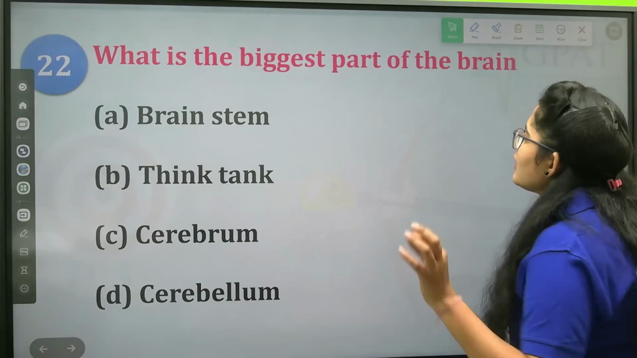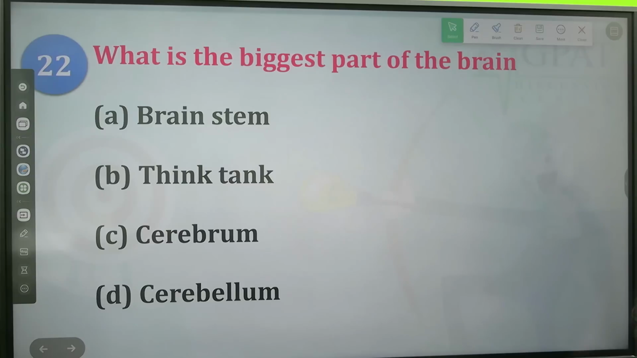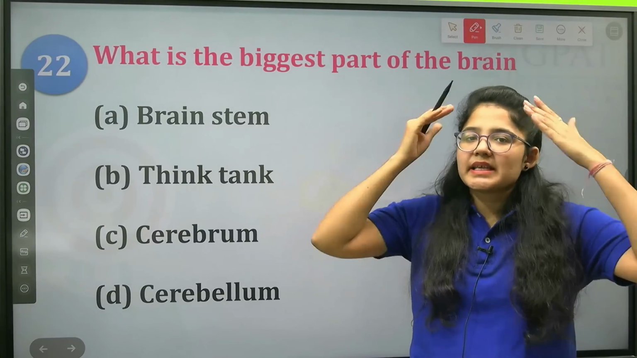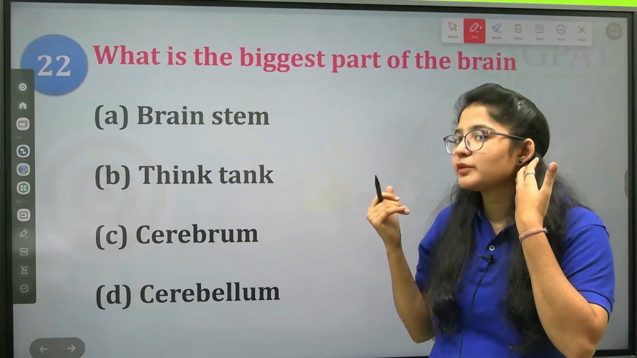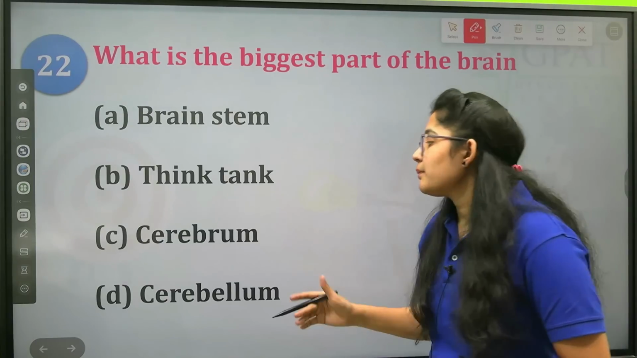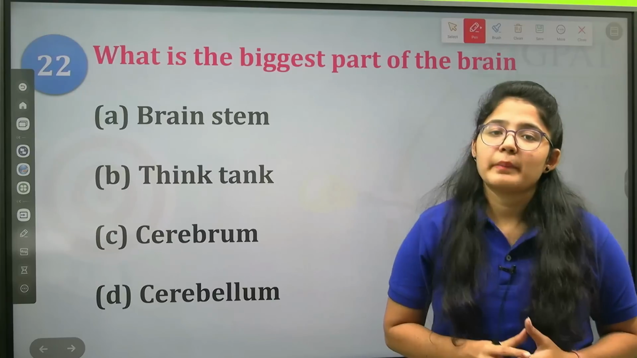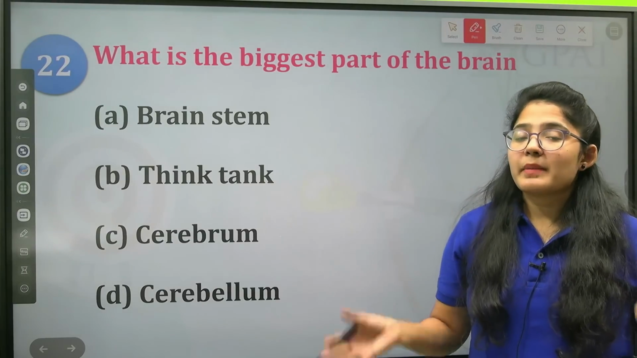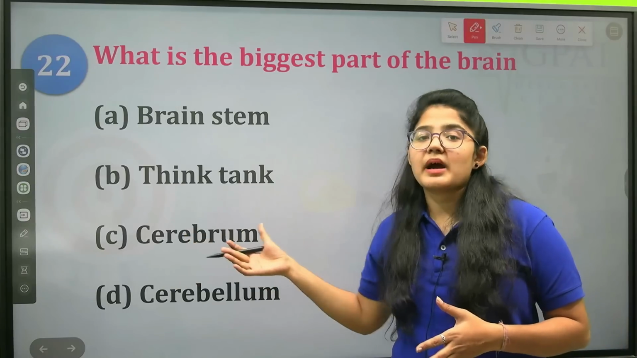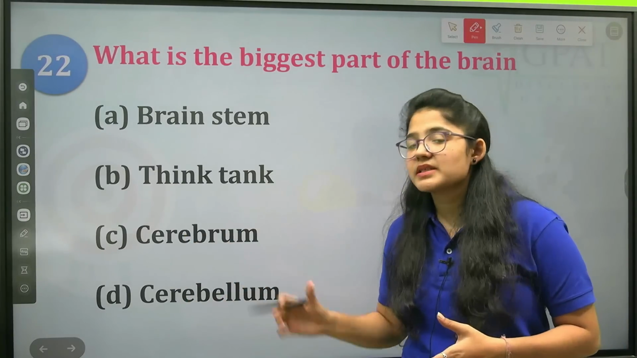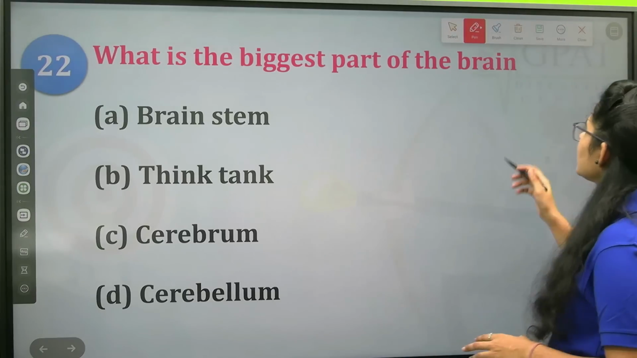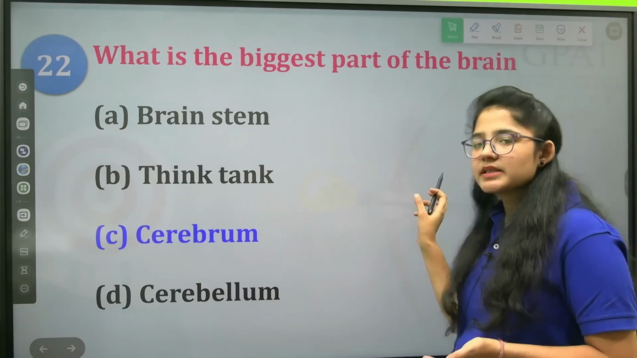Next question. What is the biggest part of the brain? Our brain contains many parts. First we have the cerebrum, then the cerebellum, known as the small brain or little brain, and the brain stem. The cerebrum is the biggest part of our brain as it contains your memories, and it is known for excellence. The cerebellum is responsible for maintaining the balance of your body. Clear? Okay. The correct answer is cerebrum.